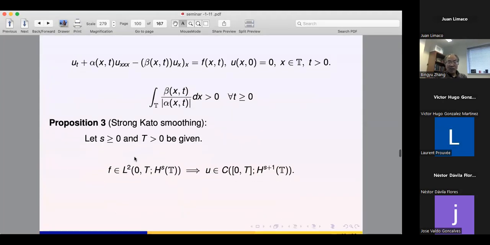And also, if F belongs to L2, you have strong Kato smoothing. U belongs to L0 to H^(s+1). Okay, so we just need to prove these three propositions for the linear system. Then, of course, we can get the results for Theorems 1, 2, and 3 for the nonlinear system.